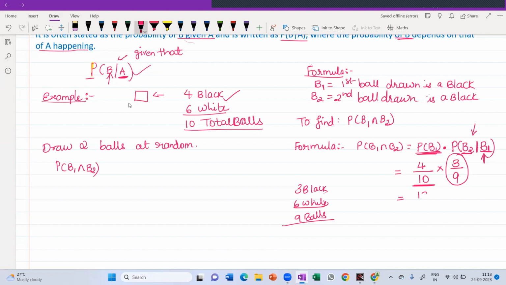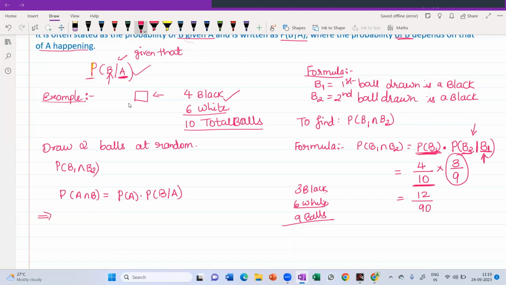Now you have the answer, 12 by 90. All right, so this is the answer to this question. From here, what did we get to know? Whenever we have to find the probability of A intersection B, we first find the probability of the first event, and then when you find the probability of the next event, you have to take into consideration that event A has already occurred.